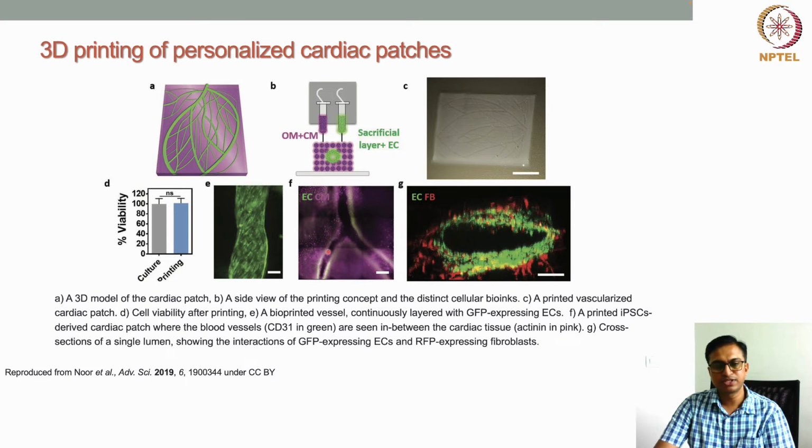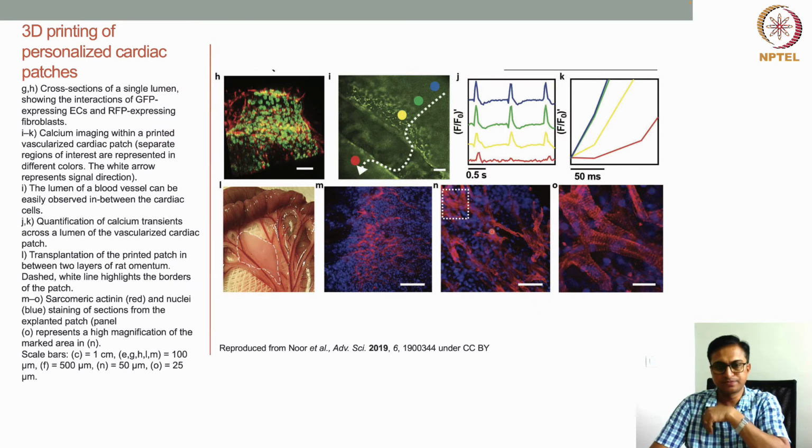The CD31-expressing blood vessels can be clearly seen here, and a cross section of the single lumen. If you magnify it further and look at the cross section, you can clearly see the endothelial cells covering the luminal surface of that channel, and the other cells are clearly visible. The fibroblasts are expressing RFP, the red color dye. So here the other cells, fibroblasts, are clearly visible in the surrounding area, while the endothelial cells line the lumen.